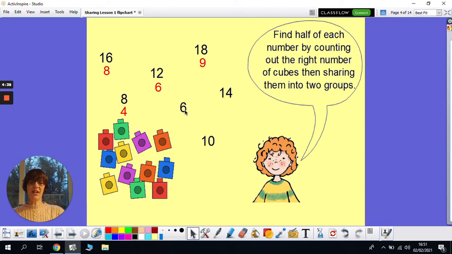What about 6? What was half of 6? Half of 6 is 3. Double 3 equals 6. 14, half of 14 is 7. Remember, our fortnight helps us to remember that half of 14 is 7, and double 7 is 14, remembering that fortnight word. And what's half of 10? Yeah, half of 10 is 5. 5 plus 5 equals 10. Well done.